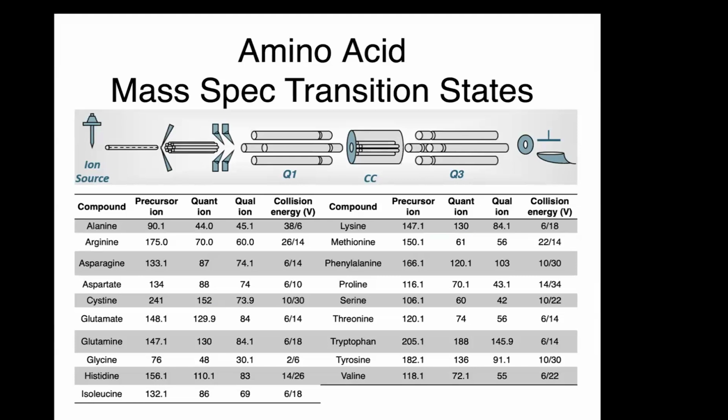We also monitor for a second fragment called the qual ion to further specify, to make sure we're looking at the compound of interest. So in this case, you'll see that those are all varying depending on the different structures of amino acids. But in this way, we can create a full quantitative panel of amino acids, all done with one run, one injection on a HILIC column.